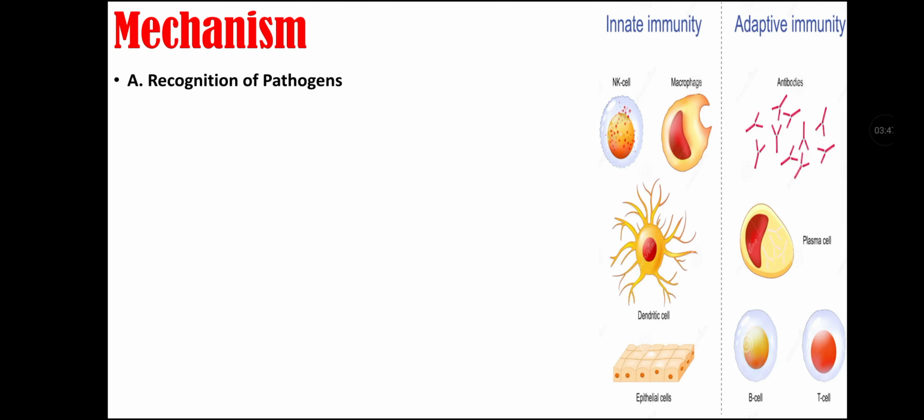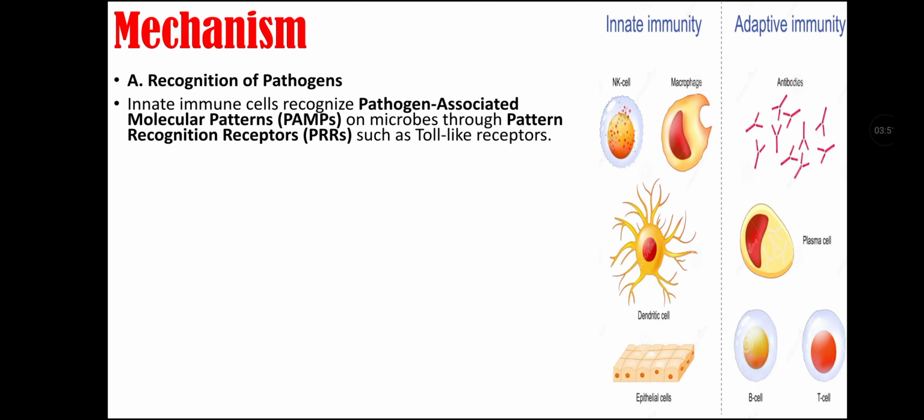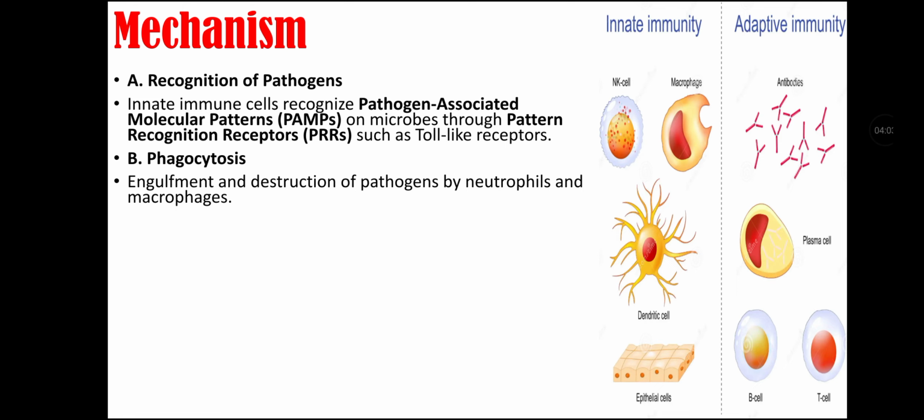Mechanism of innate immunity. First is recognition of pathogens. Innate immune cells recognize pathogen-associated molecular patterns on microbes through pattern recognition receptors, such as toll-like receptors. Second step is phagocytosis, that includes engulfment and destruction of pathogens by neutrophils and macrophages.